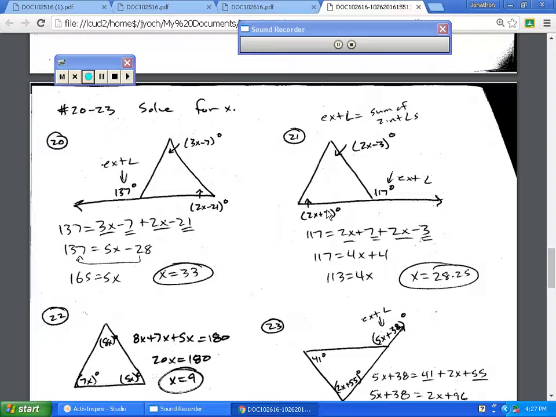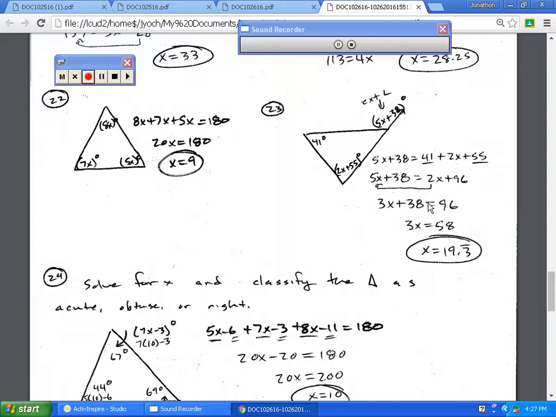117 is the sum of 2x plus 7 and 2x minus 3. That's going to give you 4x plus 4. Subtract 4 from both sides. X is 28 and a quarter.